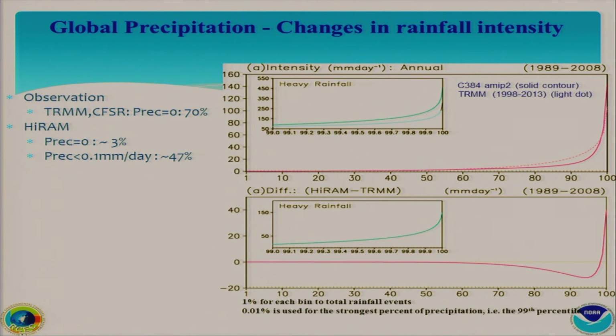And screen out the no-precipitation data. That's about 70% in the TRMM and 50% in the HIRAM data. So you can see HIRAM tends to produce more extremes. This is the percentile from 1 to 100, but if you enlarge from 90 to 100 here, you can see HIRAM tends to produce more extreme rainfall than the TRMM.